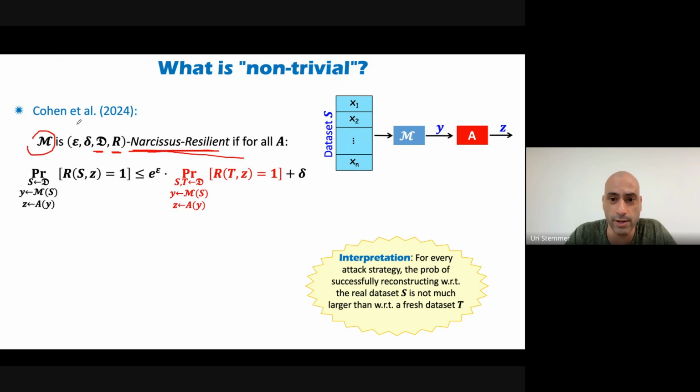So we have here two experiments. In the left experiment, we sample the dataset S from the underlying distribution D, we run M on S to get the release Y, and then we run the attacker on the release Y to get the candidate reconstruction Z. And then we test whether or not this Z is a valid reconstruction with respect to S. On the right experiment, the same thing is going on, except that at the end of the day, we test Z not with respect to the actual dataset that M was executed on, but instead we test Z with respect to a fresh dataset T that is independent of Y.